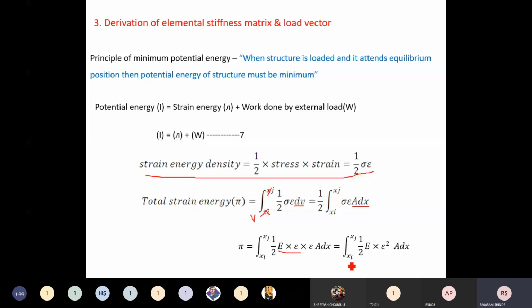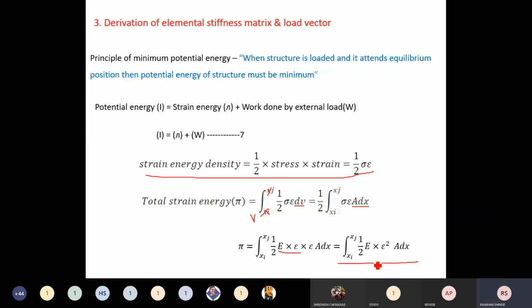Any doubt in this equation? If you have doubt, you can ask me. काय डाउट आहे काय? Rahul Shirke, are you listening to me? Yes, sir. If you have doubt, you can ask me. Yes, sir. No, sir. No, na?